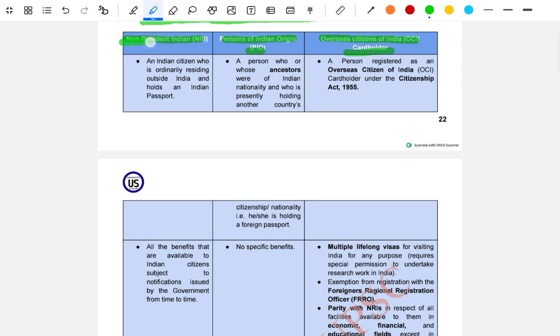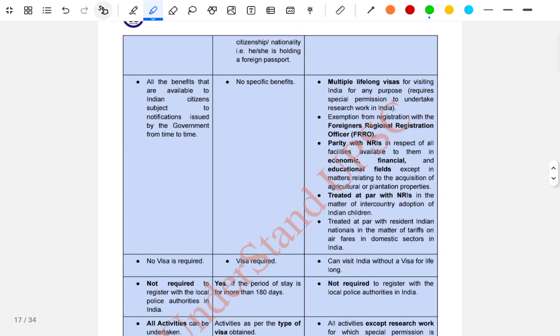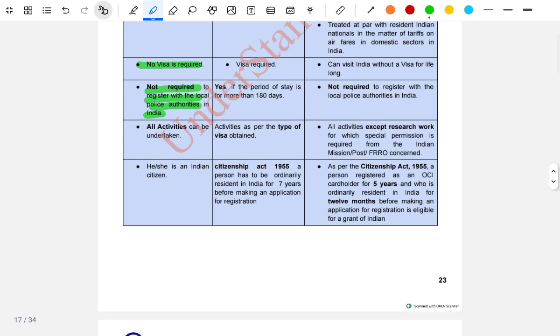The Non-Resident Indian (NRI): an Indian citizen who is ordinarily residing outside India and holds an Indian passport. All the benefits available to an Indian citizen, subject to notifications issued by the government from time to time. No visa is required, and no need to register with the local police authority in India. All activities can be undertaken, as he or she is an Indian citizen.